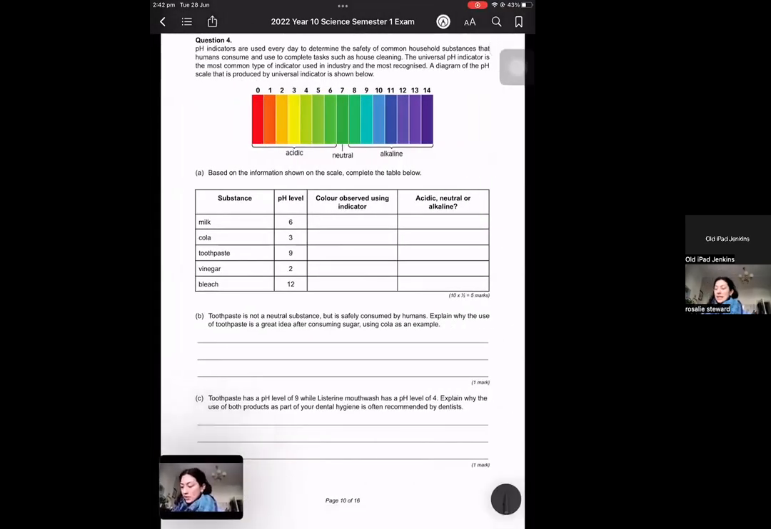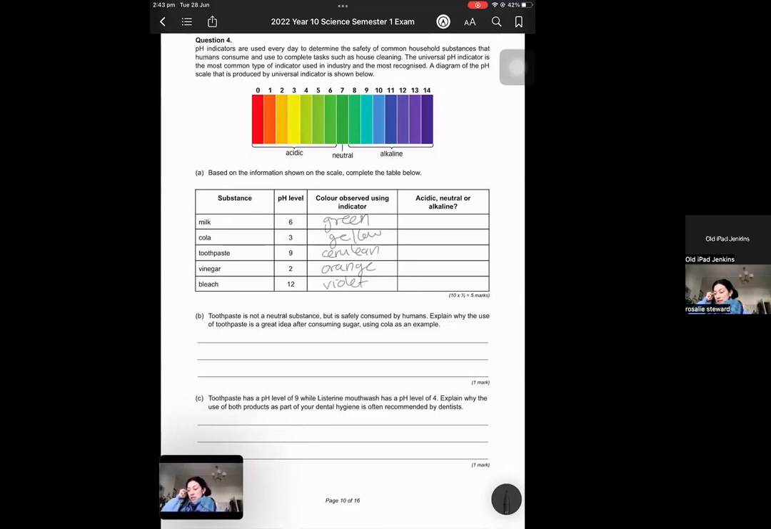Genetics, we're doing genetics. Ooh, okay, chemistry, we're doing chemistry. So we're back to this pH indicator here. Amazing. So just reading the exact thing here. So milk, what is milk? Milk is 6. It is green. Cola is 3. It is yellow. Toothpaste is 9. It is, let's call that cerulean. You're obviously going to say aqua or blue or teal. Vinegar 2 is orange. Bleach is 12. That is violet.